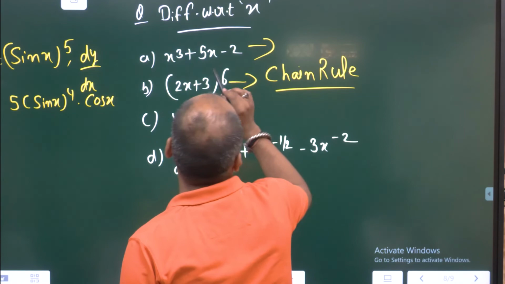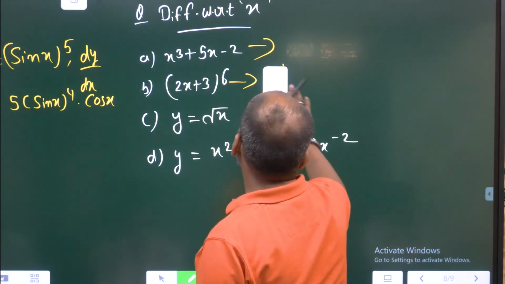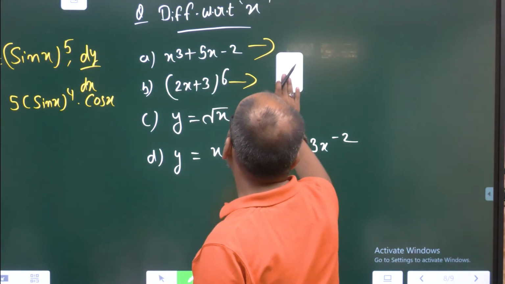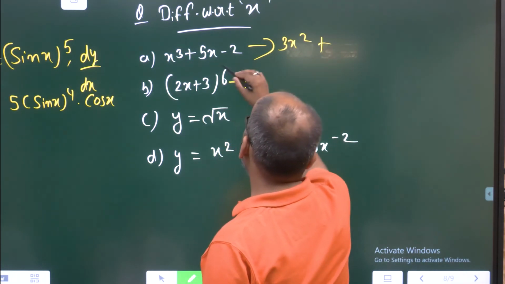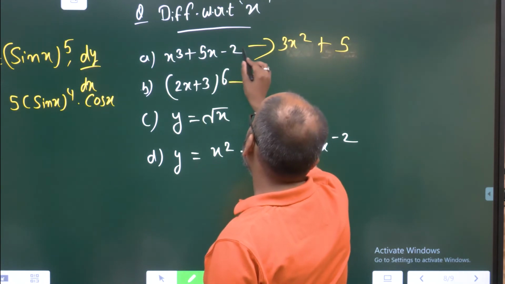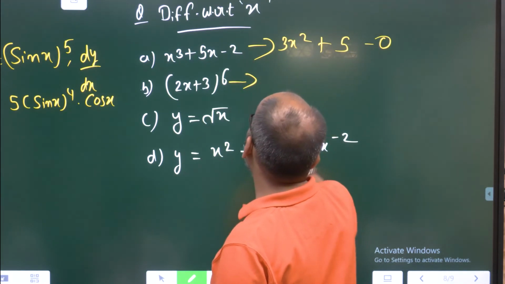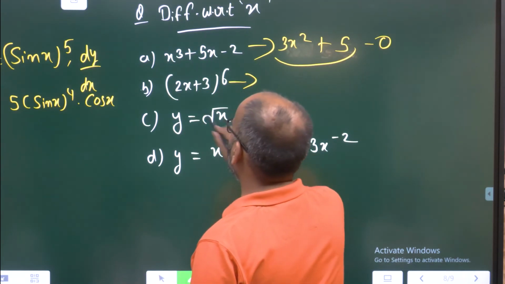Please see. If x cube, differentiation of x cube will be 3x square. Differentiation of 5x will be 5. Differentiation of a constant will be 0. So 3x square plus 5 is the answer.